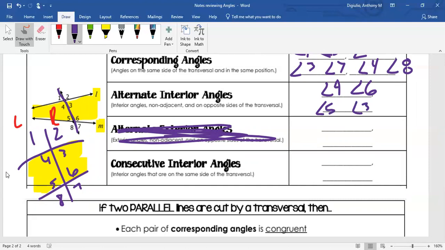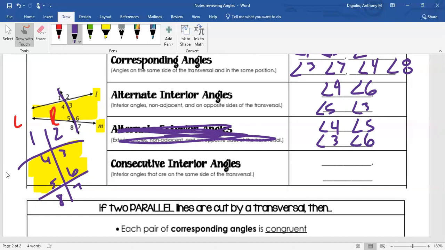And then last but not least, consecutive interior angles. That just means they're both on the inside and they're on the same side of the transversal. So if we're looking at angle 4, in this case, same side of the transversal. And in that different group of 4, it's got to be angle 5. So we're looking for interior angles that go with angle 3, right? That's an interior angle. The consecutive interior angle would be angle 6.